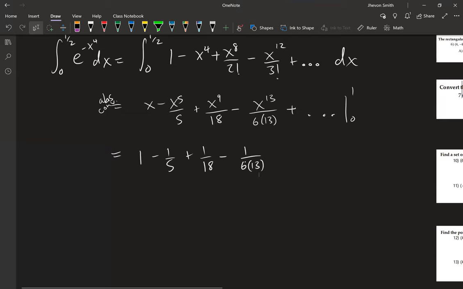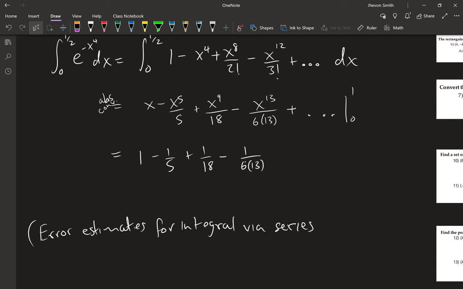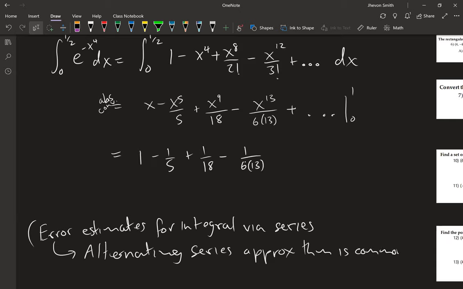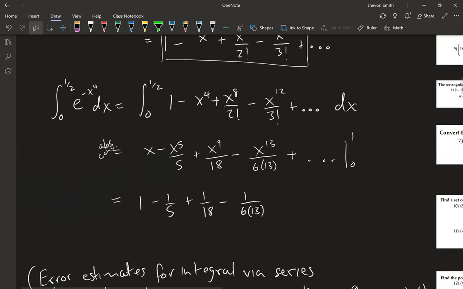Okay. So for these problems, when it comes to error estimates for integrals via series, the alternating series approximation theorem is a common tool. And that's the guy that tells you that taking one term approximates the sum of all the terms before that. So pretty much what you will do is you'll continue going until you see a term that is actually less than 0.001.